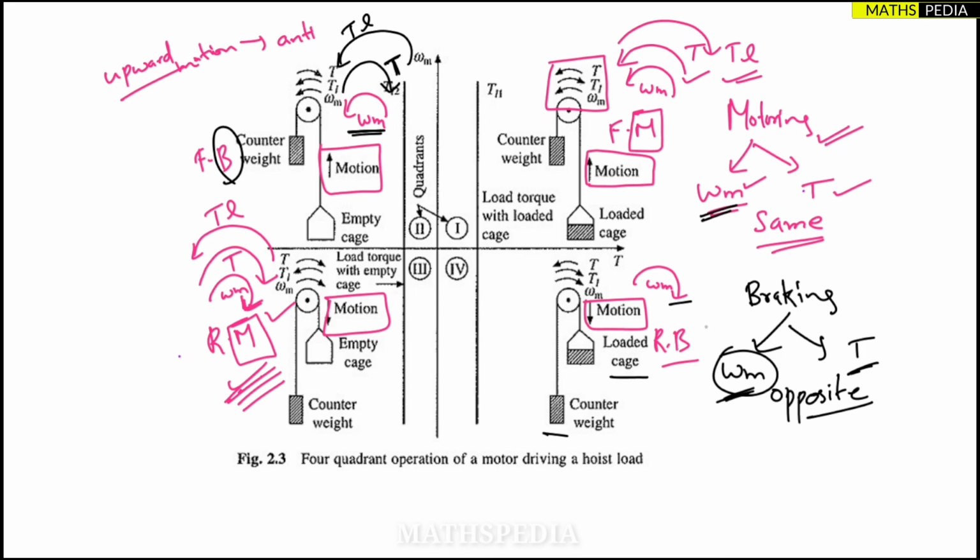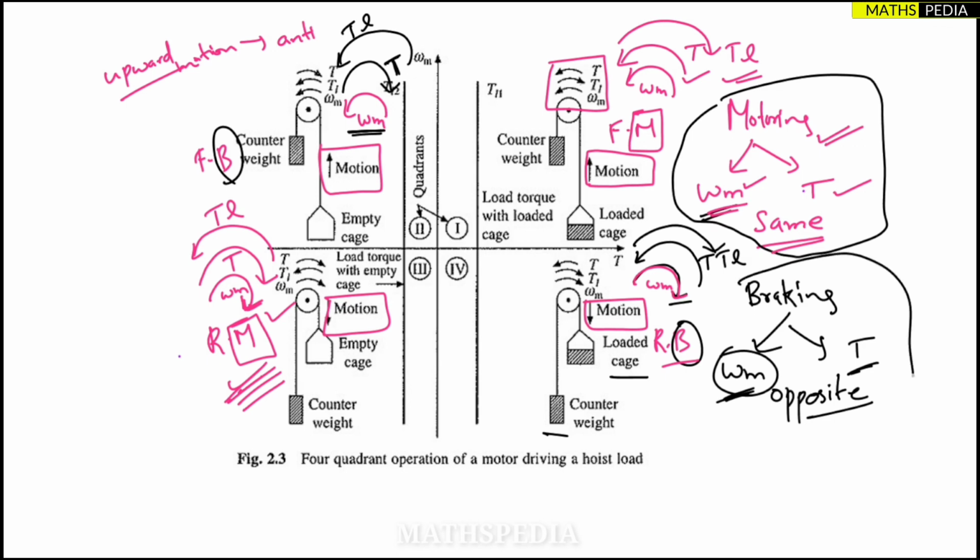Coming to the fourth quadrant, speed is clockwise. This is a braking mechanism, so the torque should be anti-clockwise. TL should be opposite of torque, that is clockwise. So I hope you understood. Only this part you have to remember: motoring, braking. Simple. Okay, so this is how you have to remember the signs of each case.